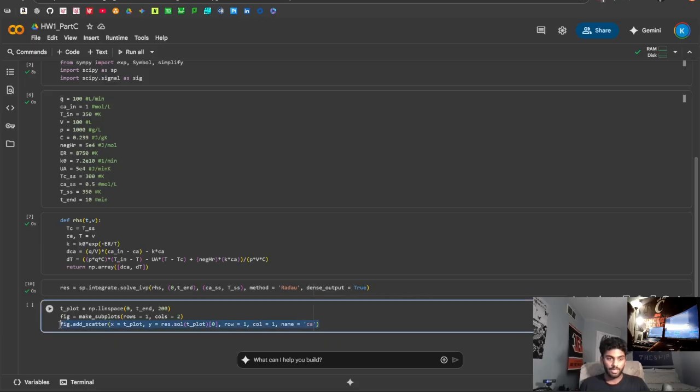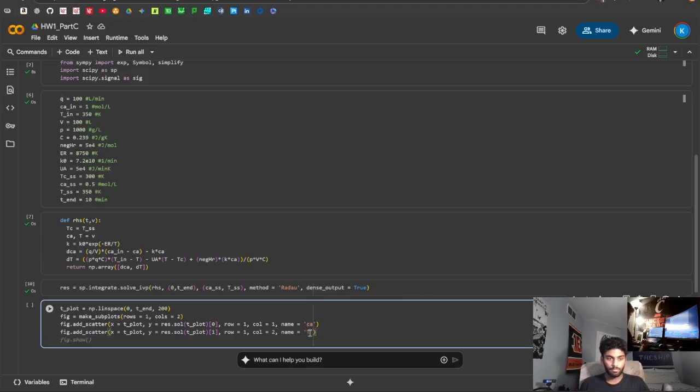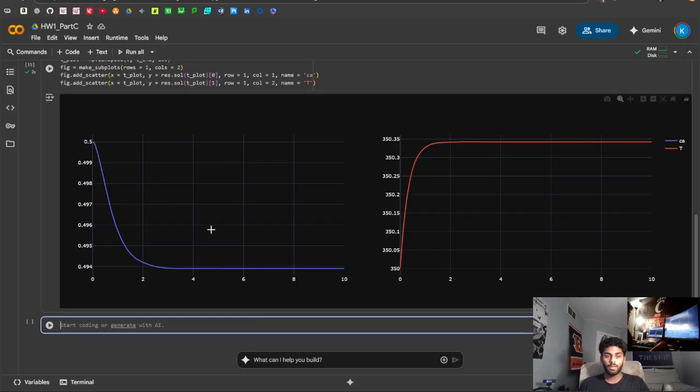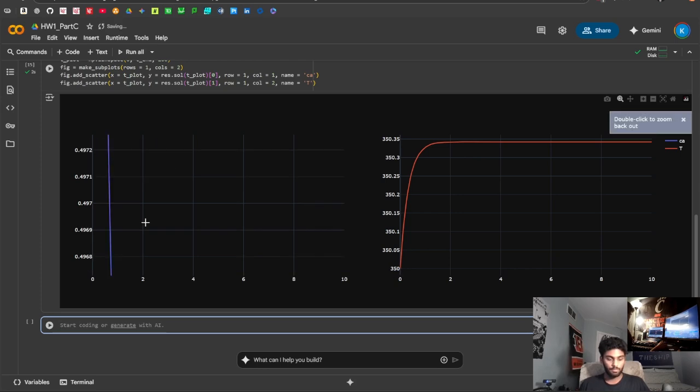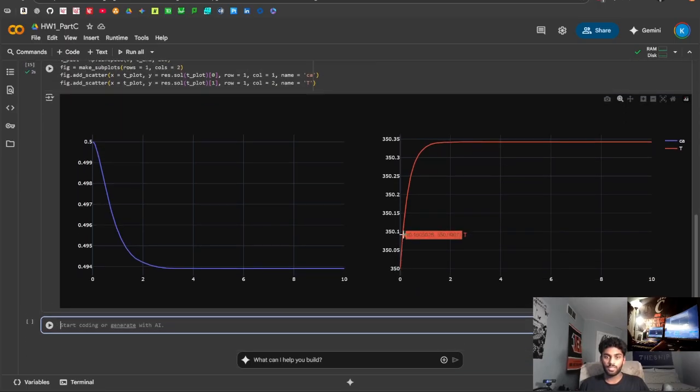And now we're going to do the same exact thing for our temperature this time. This is going to be in row 1, column 2, and we're going to call this temperature. And now when we plot this out, we see a nice graph where we have this downslope here. And for our temperature, it's the same thing where we see it slightly go and increase. This one slightly goes and decreases.